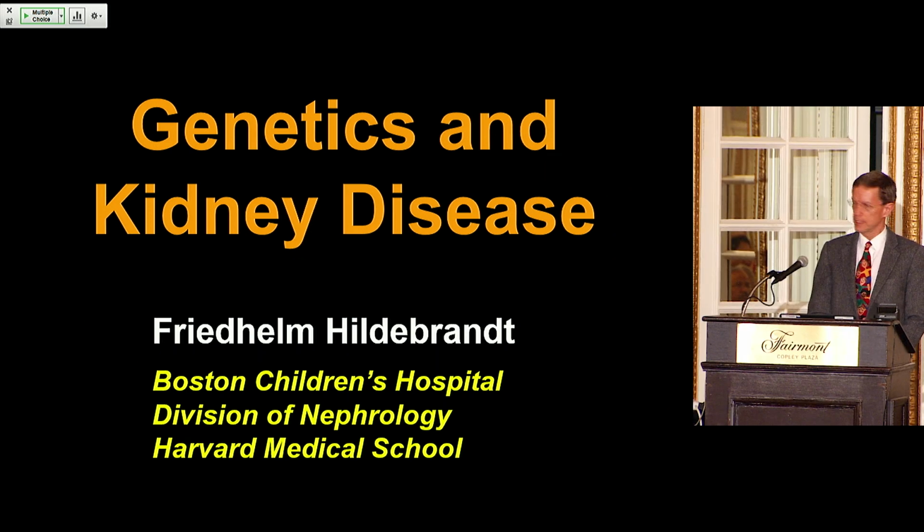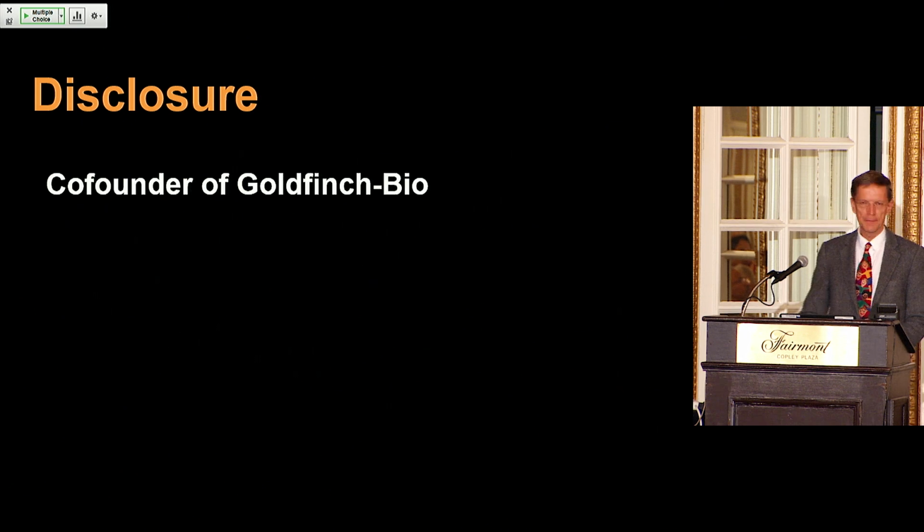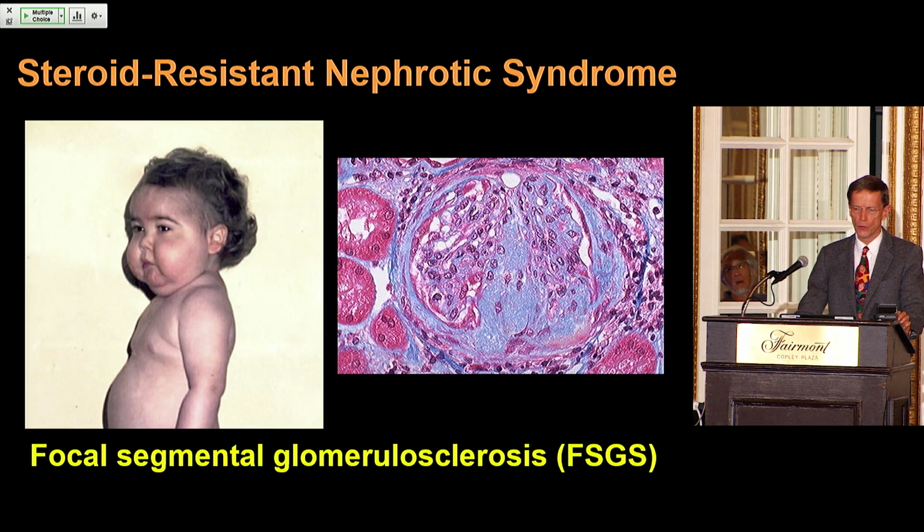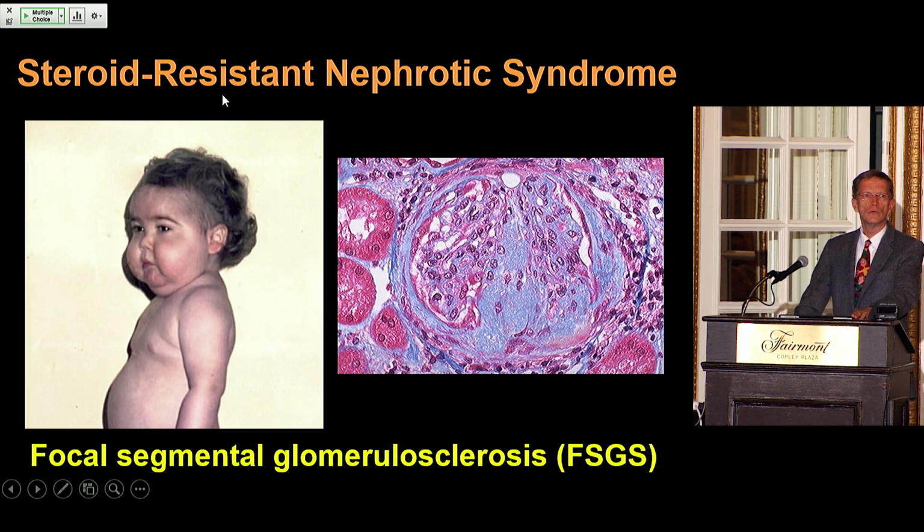I would like to quickly show you my disclosure slide and then introduce to you this 3-year-old boy who developed periorbital edema, total body edema, and ascites, which was due to nephrotic syndrome, which was steroid resistant. And his renal biopsy showed that he had focal segmental glomerulosclerosis, as you can see here, where these fiber strands have replaced some of the functional glomerular capillaries.